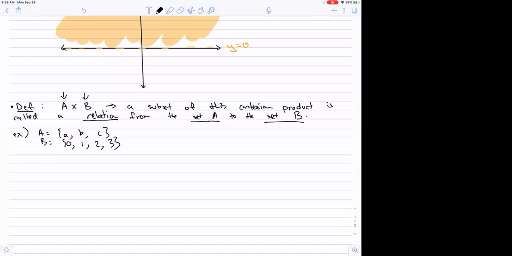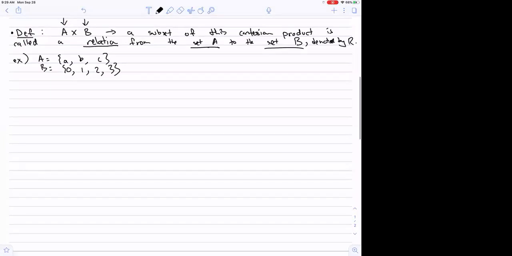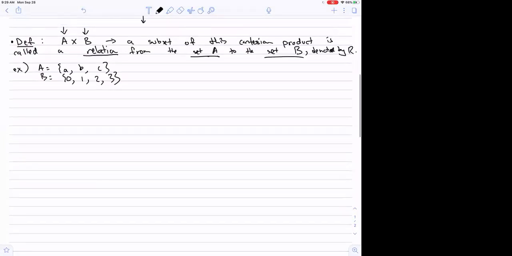So I'm just going to write a relation from the set A to the set B. Sorry. Usually we denote relations by R, by the way, so maybe I should write that in the definition. A subset of the Cartesian product is called a relation, denoted by capital R. So that's usually how we denote relations. You can define many different types of relations from the set A to the set B, but we're just going to do one example.